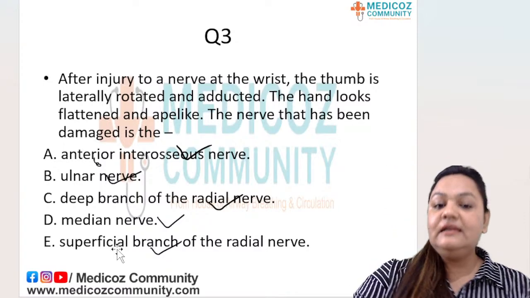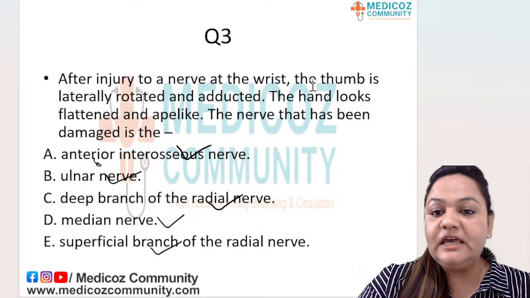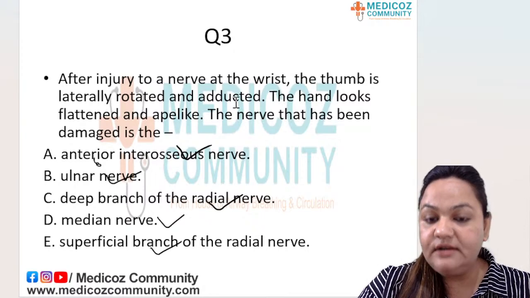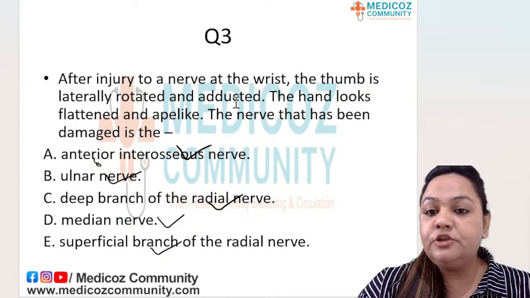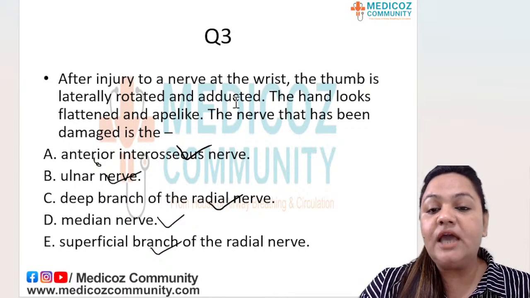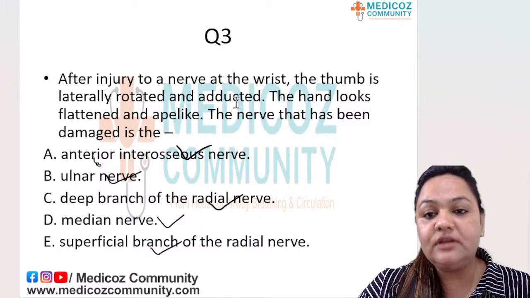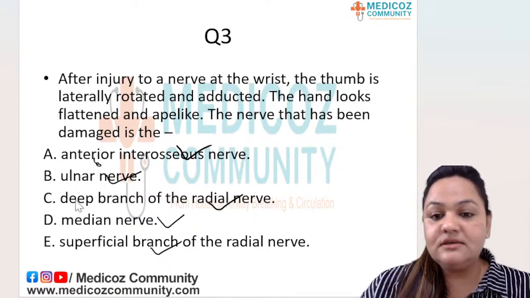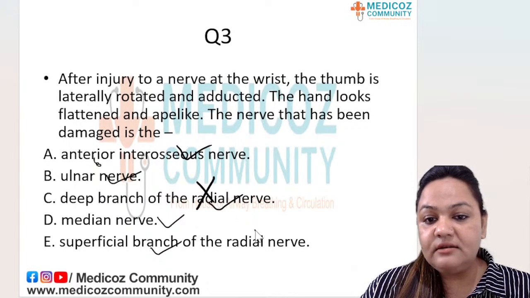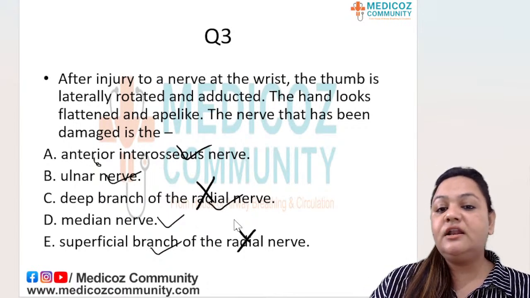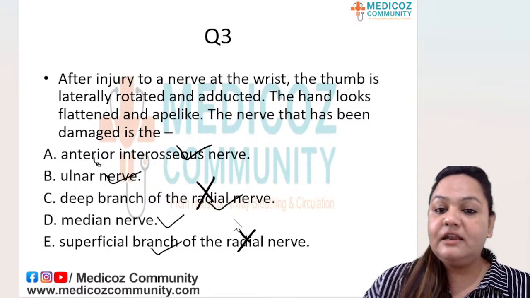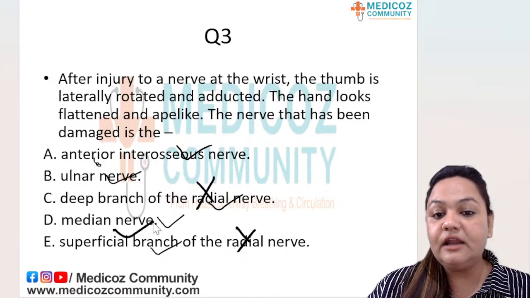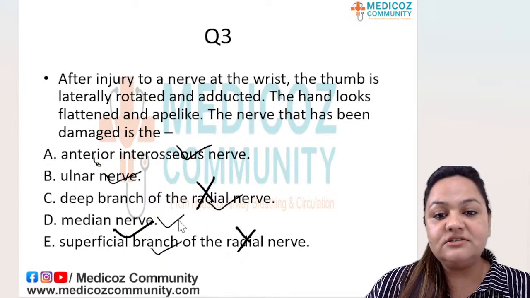That's why the radial nerve is called the nerve of posterior compartment. Clear? So again, here we have the thumb that is laterally rotated and adducted. This is again due to the impairment in the action of thenar muscles. So we can take this out. The radial nerve and superficial and deep branch of radial nerve, these are not our option. Now we are left with which nerve? We are left with the median nerve. So median nerve is the answer of this question.